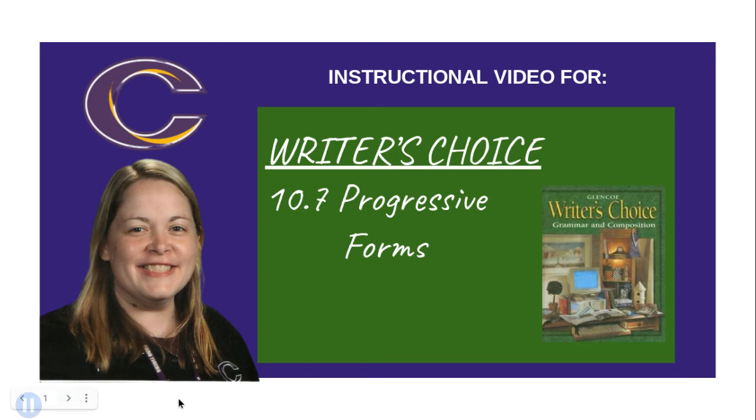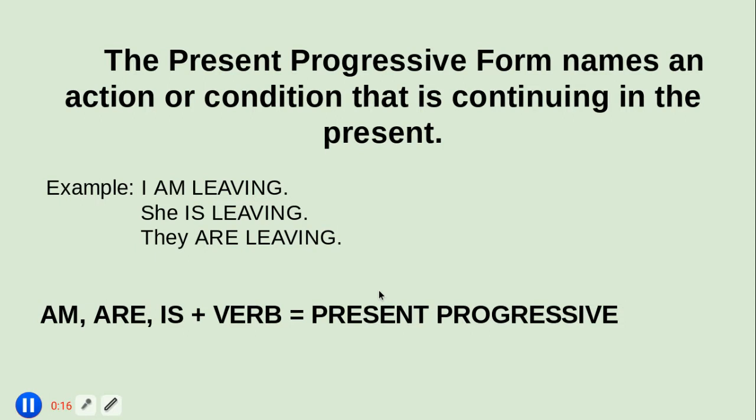This is an instructional video for Writer's Choice 10.7, Progressive Forms. The present progressive form is going to name an action or a condition that's continuing in the present. And it's going to use one of three helping verbs, am, are, or is, plus whatever the verb form is showing. That is going to be present progressive, am, are, or is. I am leaving, she is leaving, they are leaving.